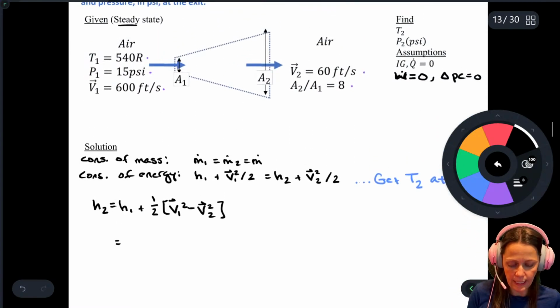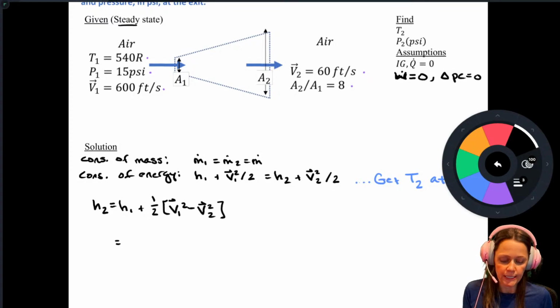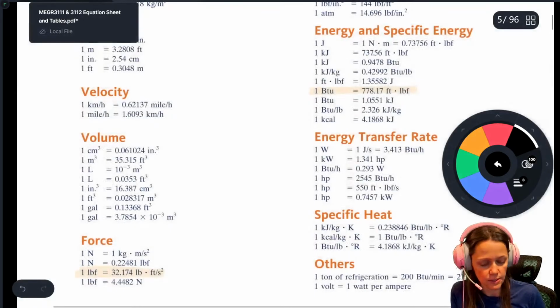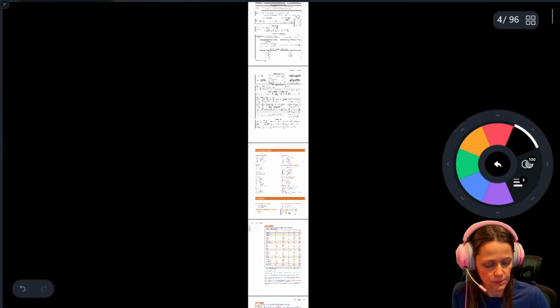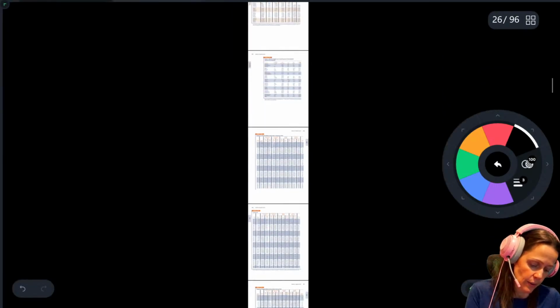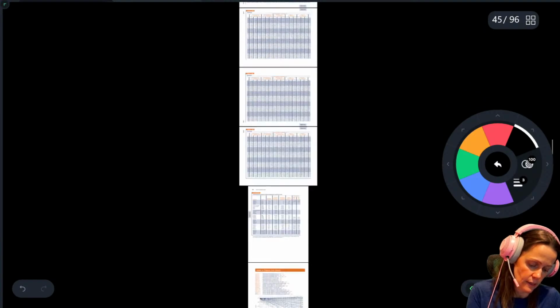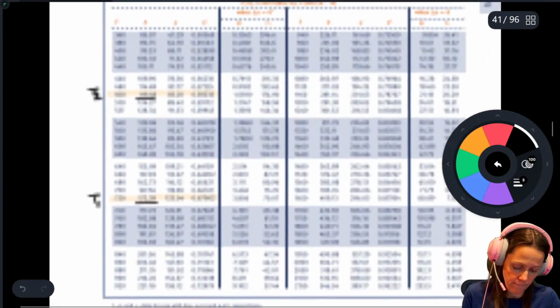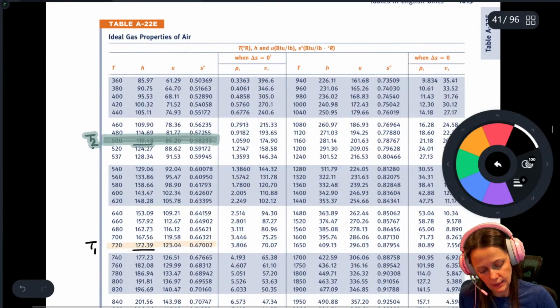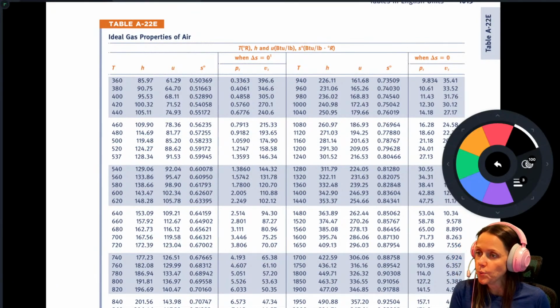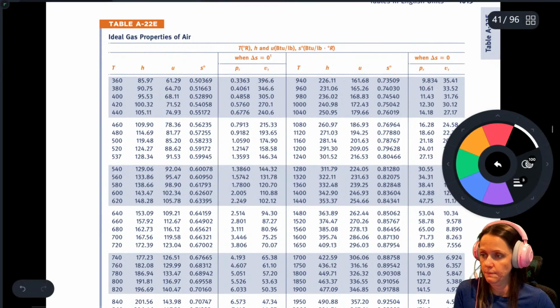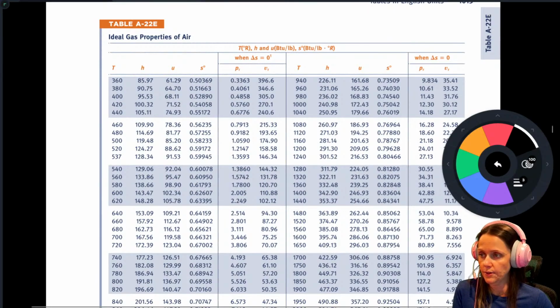So I can go ahead and get H1, so 540. Let's go ahead and go to those ideal air tables. Once again, it is also English units, so let's get there. There it is. All right, so Table A-22E, we are at 540.